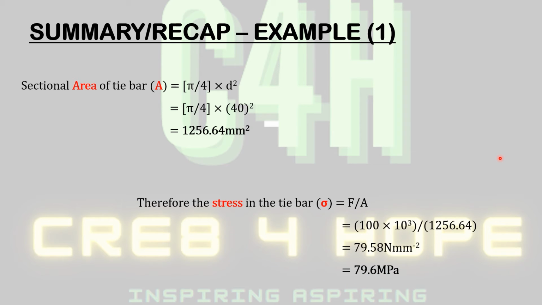Now that we've worked out the area, we can then calculate the stress that the bar is being subjected to. So stress, represented by sigma, is equal to the applied force divided by the cross-sectional area. The applied force is given as 100 kilonewtons, which is 100 times 1,000, divided by the cross-sectional area, which we've worked out to be 1,256.64. We do the computation, and that gives a value of 76.58 Newton per millimeter squared, which is the same as 79.6 megapascal.